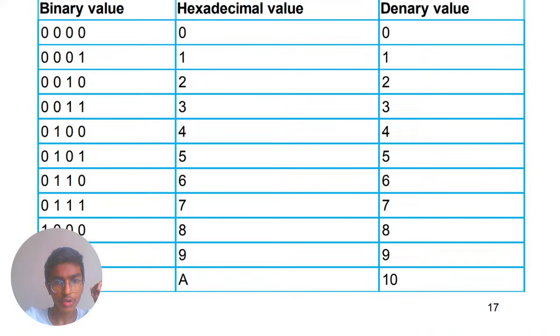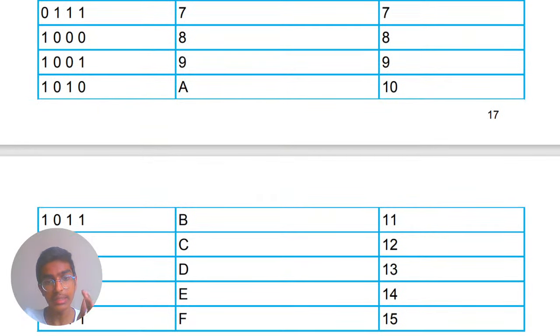The table starts with the binary value. You can memorize the binary value, but I'll tell you an easier way to memorize this later on when we look at conversions from hexadecimal to binary, binary to hexadecimal, and so on. Let's start with the hexadecimal value 0. The denary value will be 0. Hexadecimal value 1 will be 1. It'll be all the same till 9, but what changes is after 9. We don't write 10, we write A. So it'll be A, B, C, D, E, F.